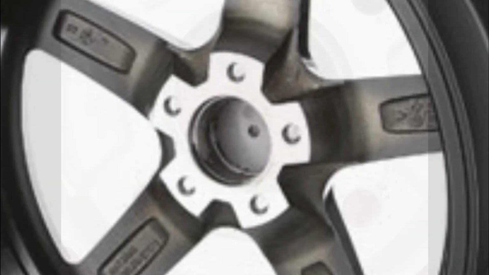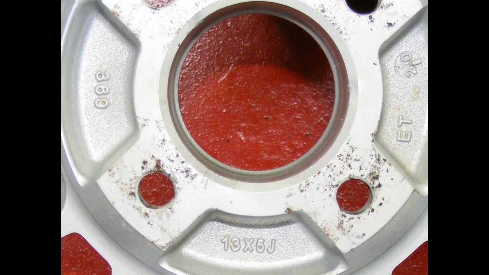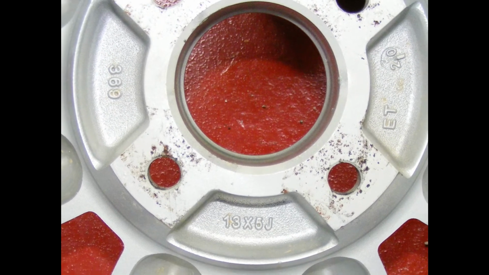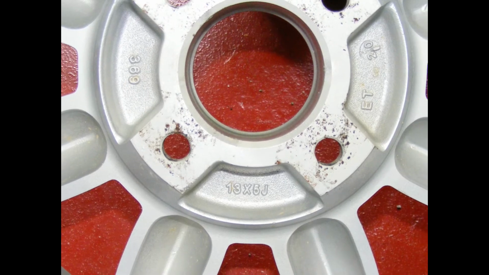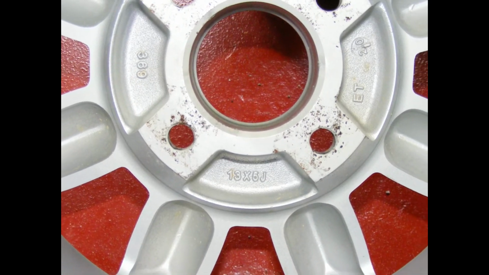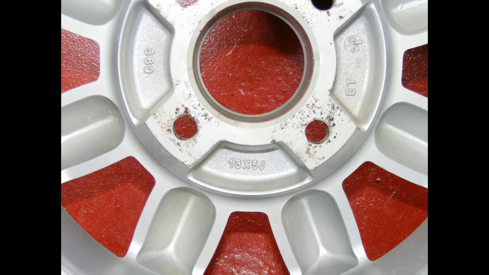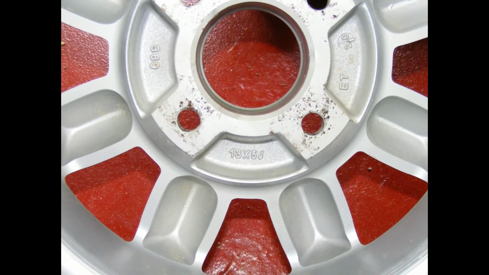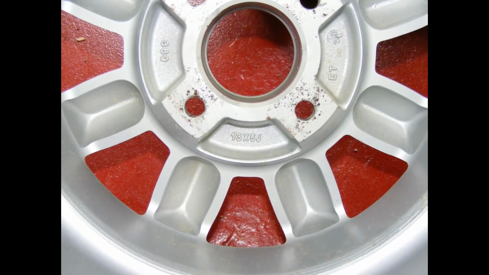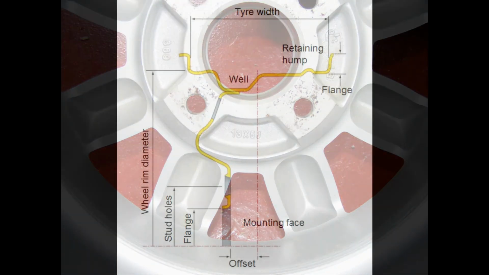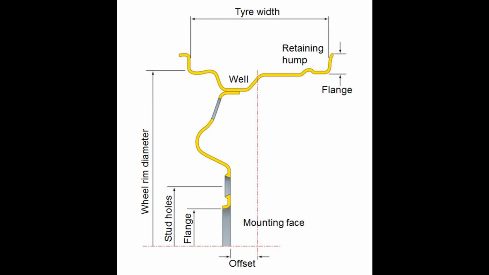Now the centre bore is quite a tight fit on the hub, so it's quite important to use an anti-seize compound such as copper grease when mounting the wheel. This is especially important when dealing with aluminium alloy wheels. The aluminium alloy can actually corrode firmly onto the steel hub, causing a real problem when you need to get the wheel off.